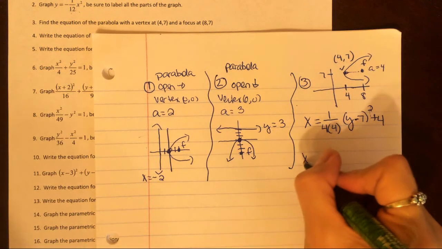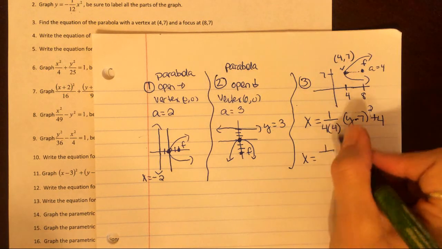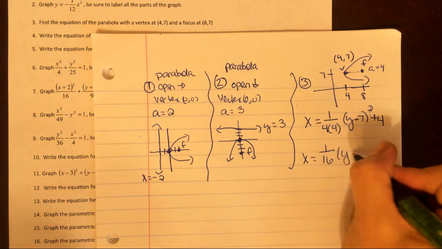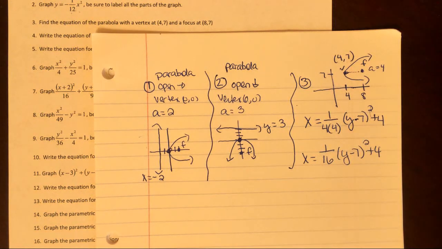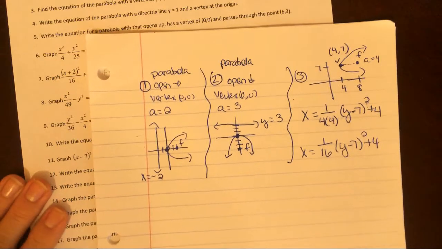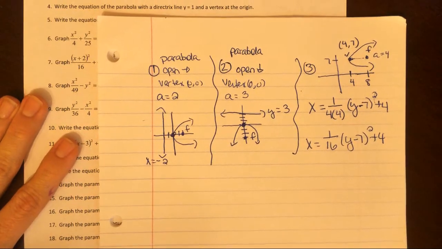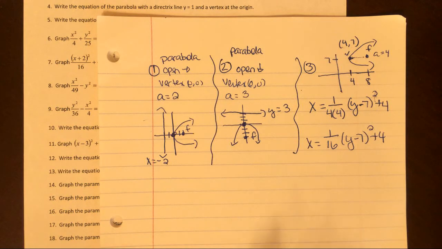So all I have left to do to finish this problem, get 4 times 4 is 16, y minus 7 squared plus 4. Okay, so that gets me through 1 through 3. Number 4 is the same type of problem. They're going to give you some information and they want you to come up with the equation.